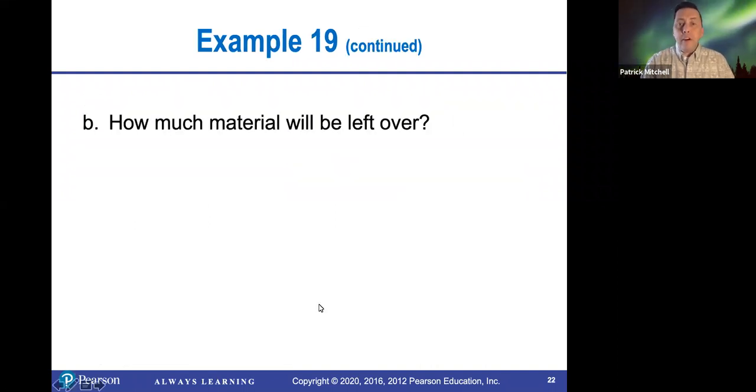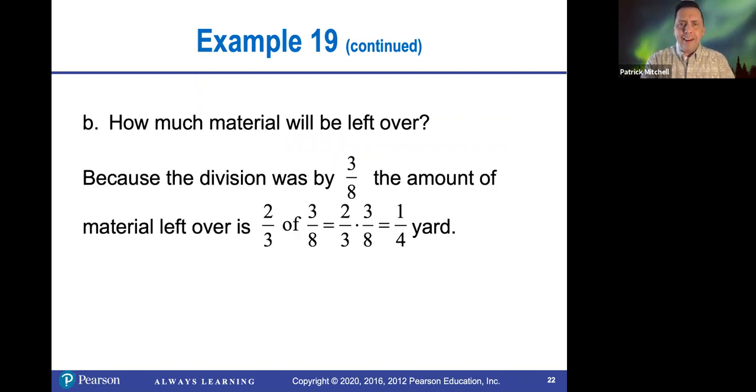How much material will be left over? Well, we know it's enough to make 2/3 of a towel, all right? Because the division was by 3/8, the amount of material left over is 2/3 of 3/8. Remember that one towel took 3/8 of a yard, and I had 2/3 of a towel left, so that means I had 1/4 of a yard of material left. 2/3 times 3/8.